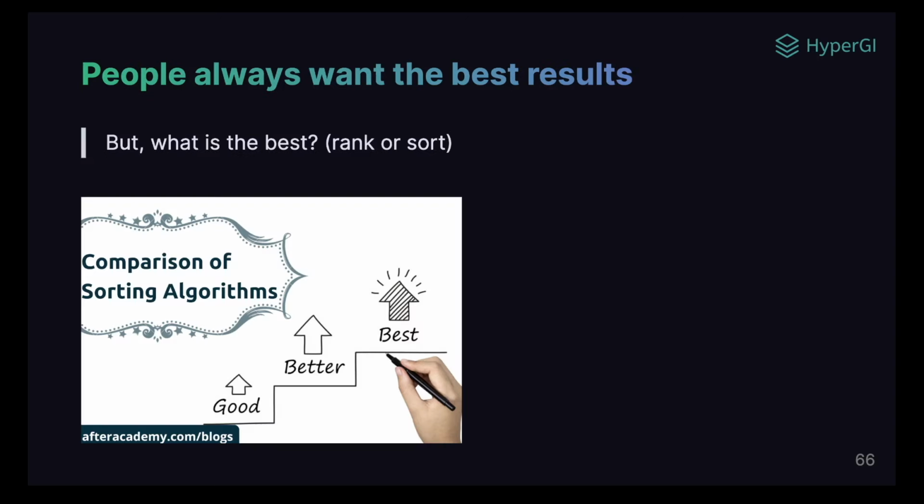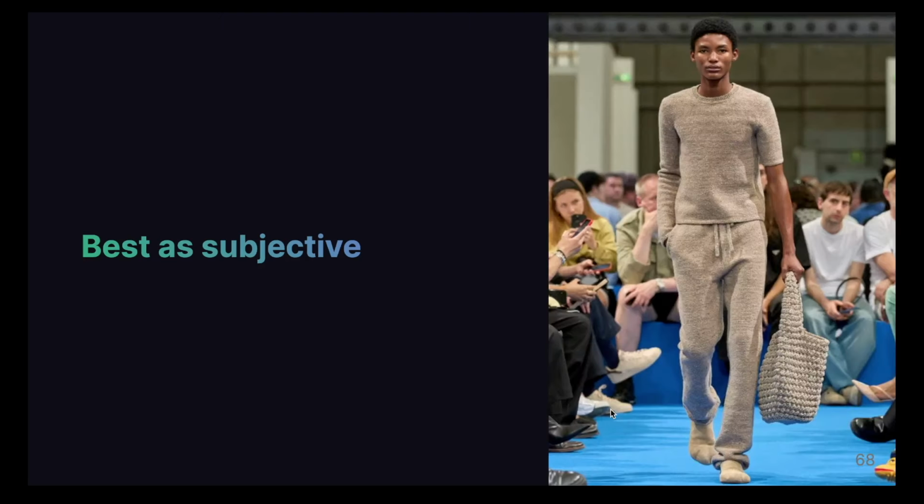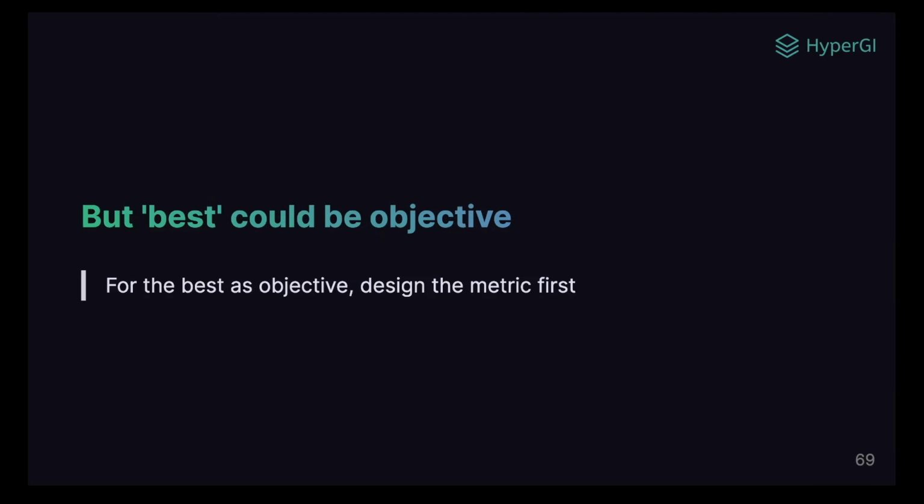In life, people always want the best. But what is the best? It's relative. It's really relative to your needs. It could be very subjective, like this one. So is this the best fashion or best clothes, or is this the best? Depends on what you like. But best could be objective too.